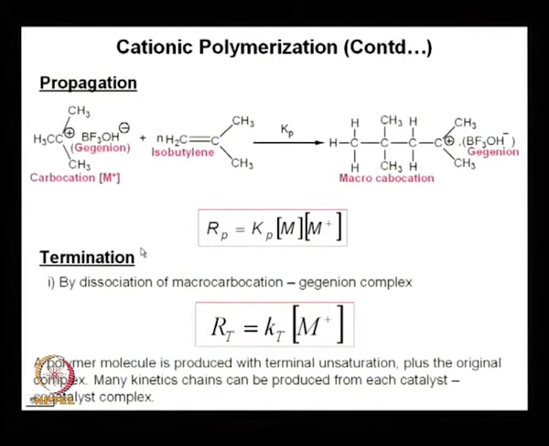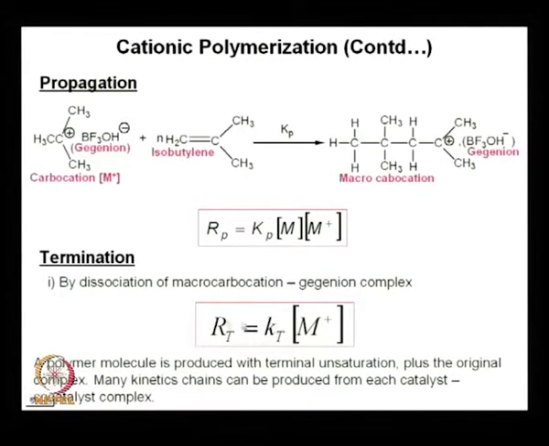Now, let us look at the termination step. Termination here can occur by dissociation of the macro carbocation Gegen ion complex. You have seen that in free radical chain termination, it occurs by two different processes. What are those processes? Coupling and disproportionation. It is a kind of disproportionation here. So, a polymer molecule is produced with terminal unsaturation, because this cation is to be killed.